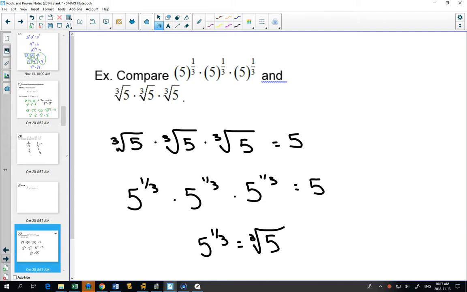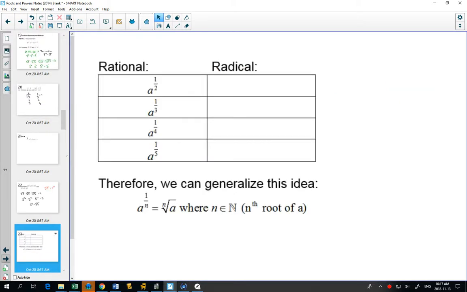And so we start to have a pattern show up. What do you think another way of writing the 4th root of 7 will be? 7 to the 1/4. So any fraction exponent that we have, we can change it to a radical. And any radical that we have, we can change it to a fractional exponent. So we can fill out this chart.